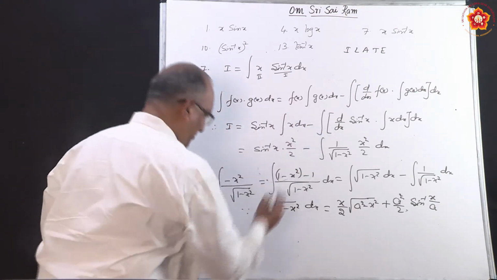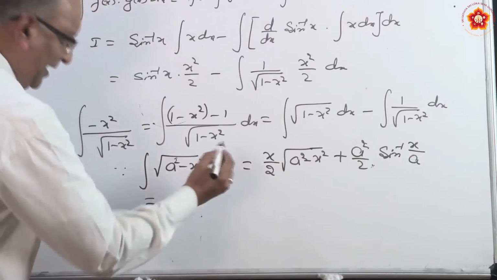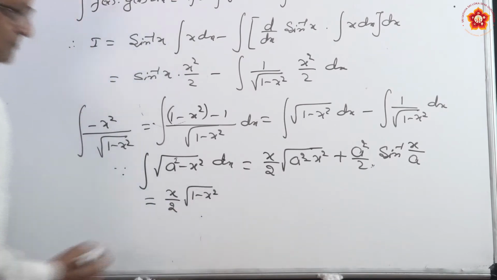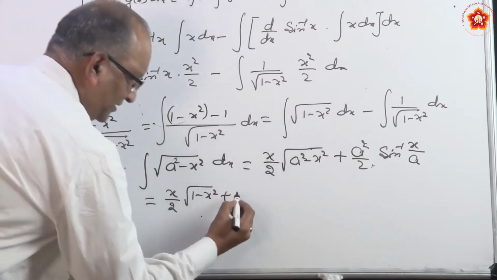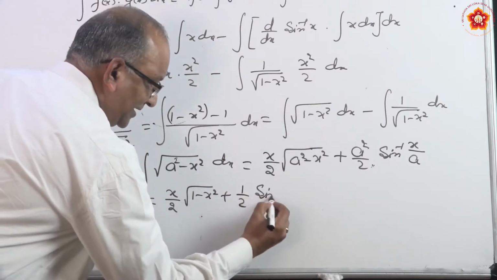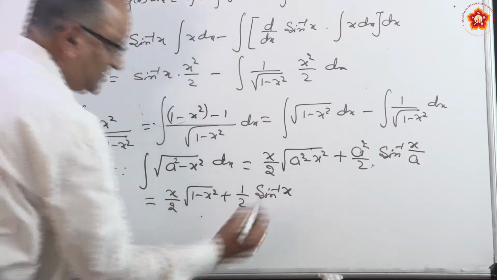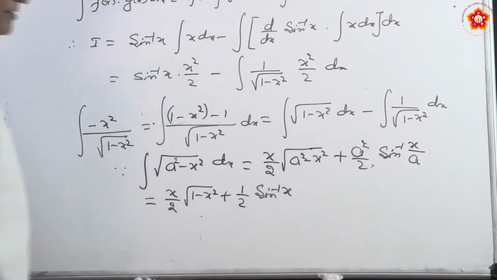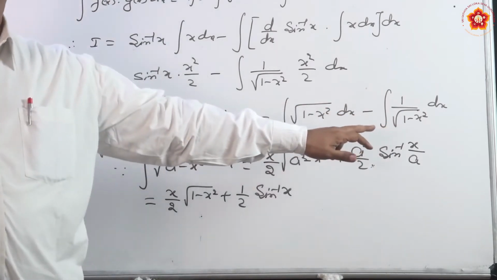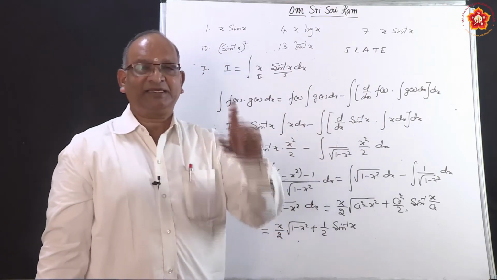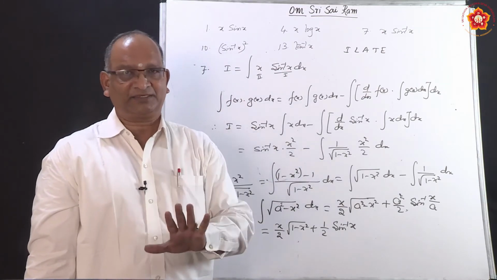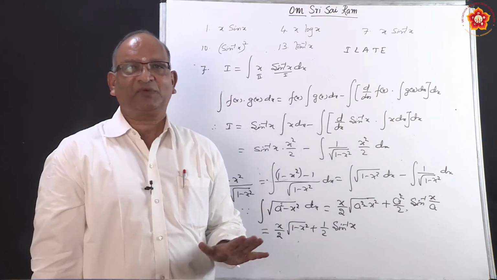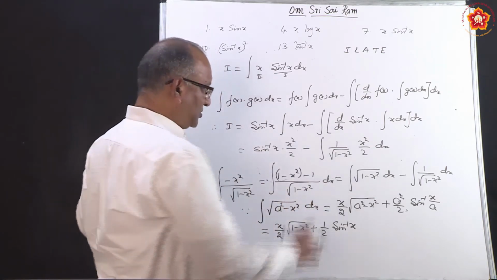So what is that you are going to get? You are going to get x by 2 under root of 1 minus x square plus a square. A is 1. So it is 1 by 2 sin inverse x by 1. So it is nothing but sin inverse x. This is the value of the first integral. What about second one? We know that the derivative of sin inverse x is 1 upon under root of 1 minus x square. So reciprocate. Integral of 1 upon under root of 1 minus x square is nothing but sin inverse x. So substitute that.